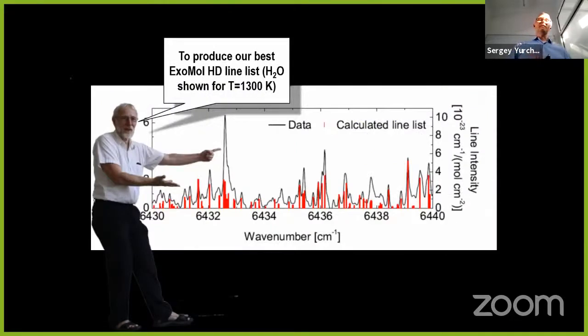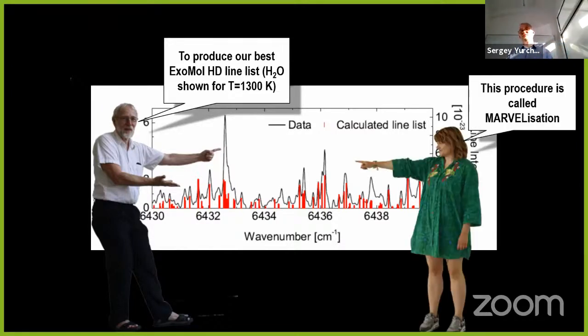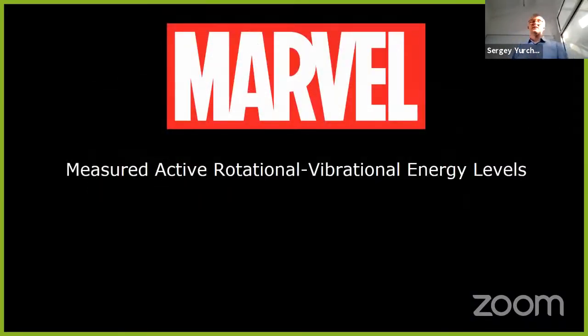So then our best ExoMolHD lines, this one for water shown at 1300 Kelvin, perfectly match the experiment, and we always compare to the experiment. And we call this procedure marbleization. It's because we use this open source program, MARVEL, which stands for Measured Active Rotation Vibration Energy Levels, where we take experimental spectra and work them to produce energy levels of the upper state and lower state, and then we're able to replace our data with this accurate data from experiment. So we call this procedure marbleization.